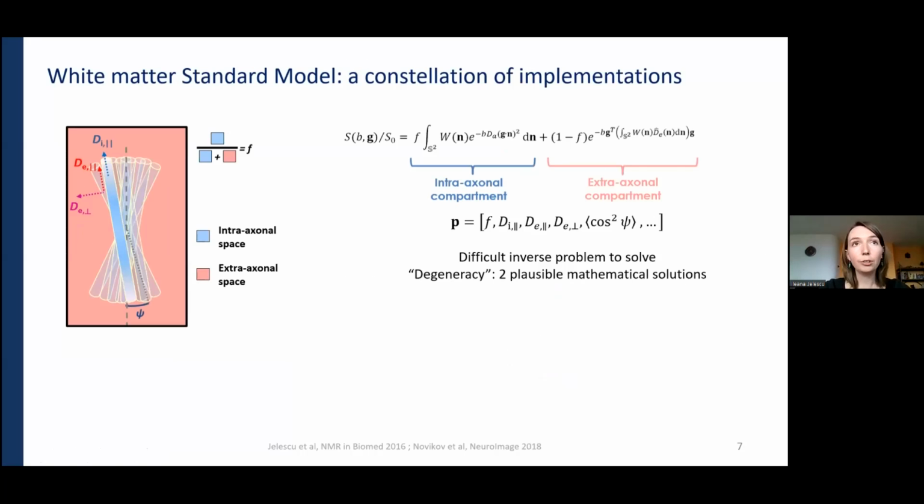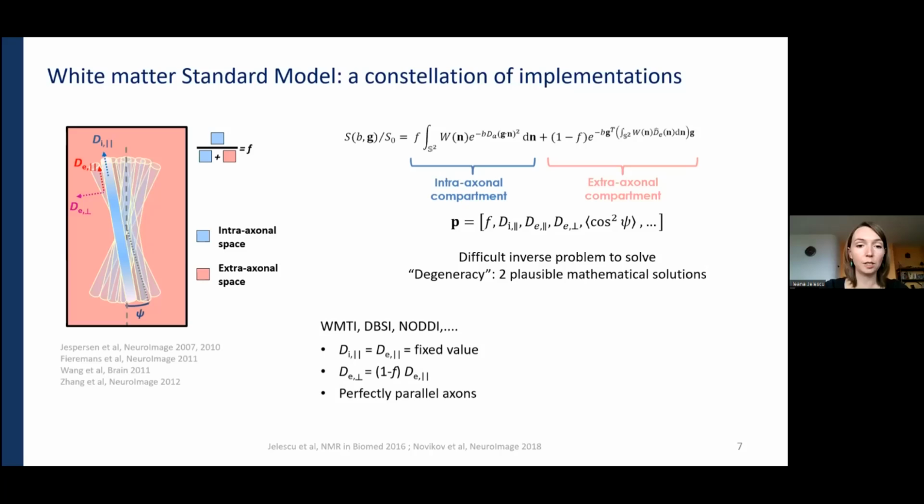However, if you look in the literature, you will find that there's really a constellation of implementations of this same simple model. The reason for this is that even this simple, quote unquote, two-compartment model is actually a difficult inverse problem to solve. It's been shown that, for example, if you have two compartments, there are typically two plausible mathematical solutions, and also the minima are very, very shallow, so the noise really affects the estimates.